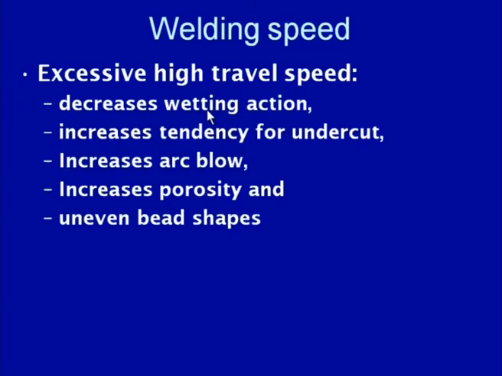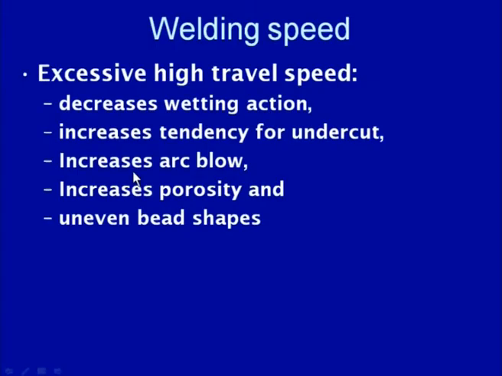So, if we provide less heat to the weld metal with the increase in the welding speed, then it will offer higher surface tension and less viscosity, which in turn will decrease the flowability of the weld metal, and thus decrease the wetting action of the weld metal, and increase the tendency of the undercut. And further, because the arc is moving at very high speed, it will have a tendency to deflect from its intended path, and therefore, increase in welding speed increases the arc flow.